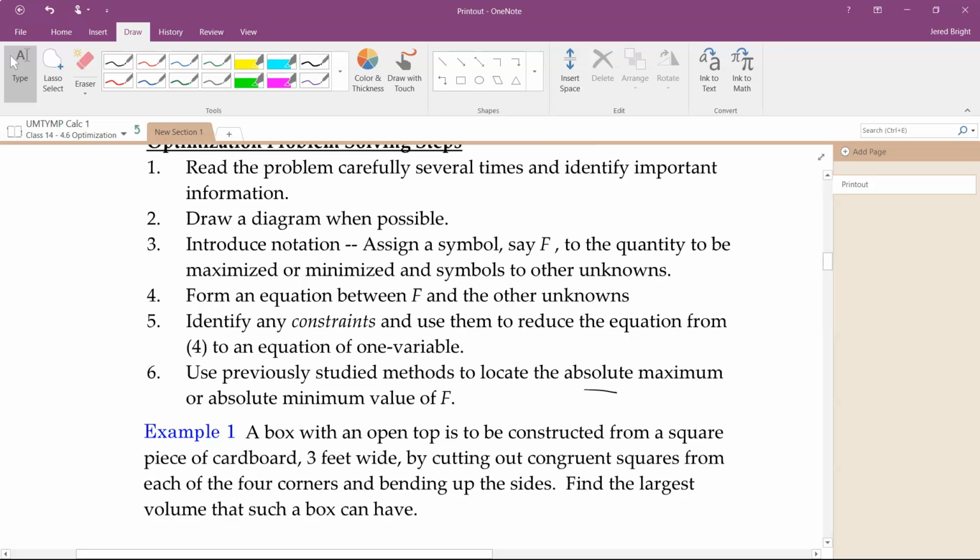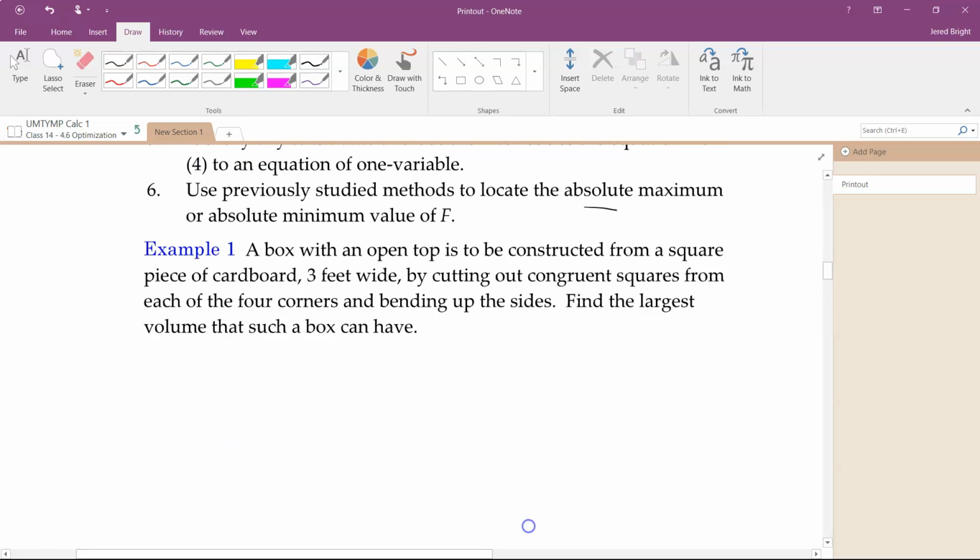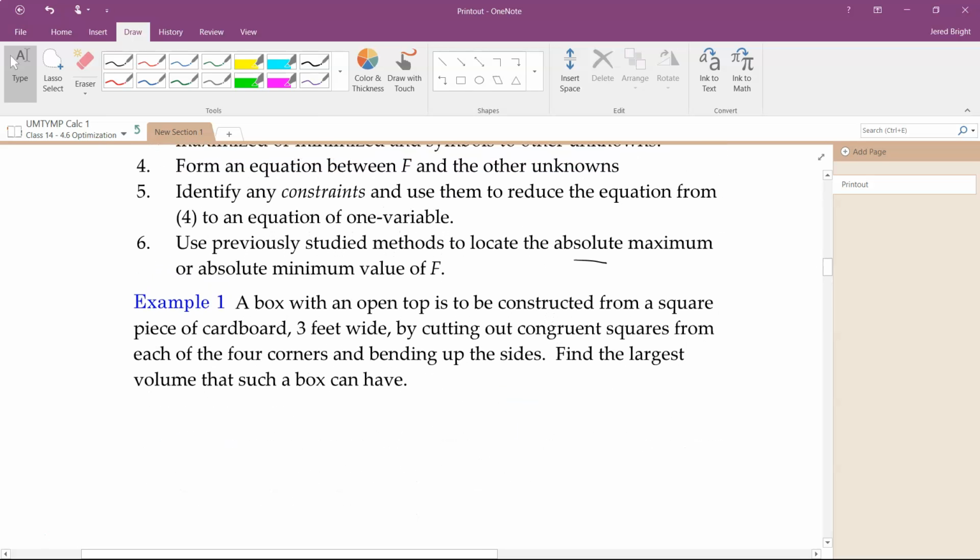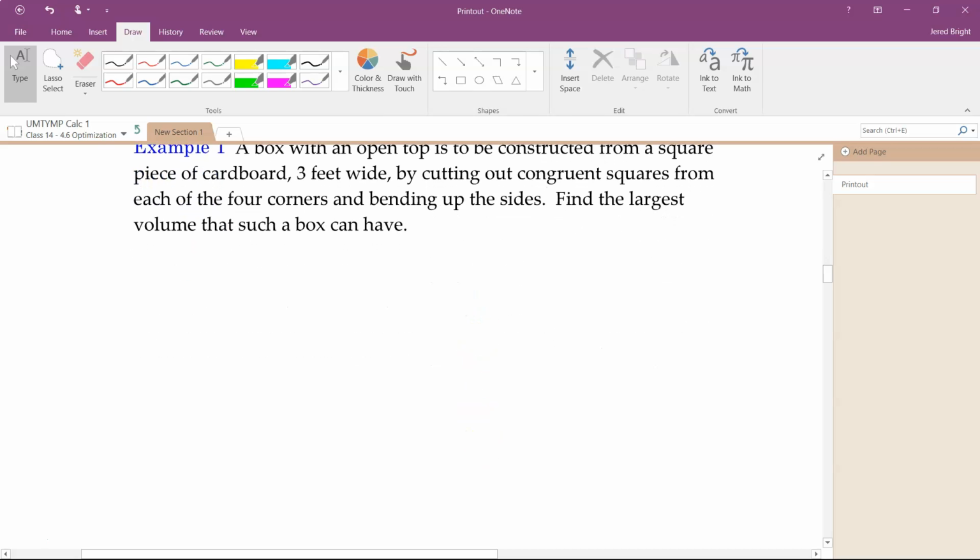Okay, so let's see our first example. I'll let you pause the video and read it if you need to. But the idea is that we have a piece of cardboard and we want to make a box out of it. What we're going to do is cut out squares from each corner, and then fold it up along the creases and make a box.